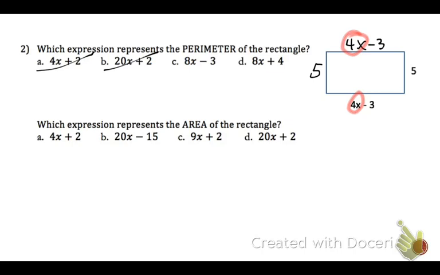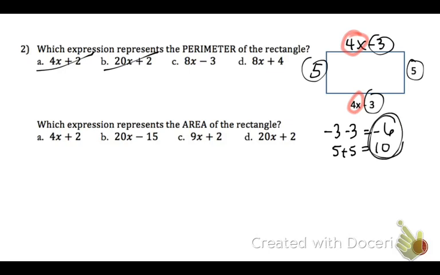So now we're going to add together -3 and -3. That gives us -6. Add together 5 and 5. Gives us 10. And -6 and 10 combine to make 4. So our answer is D.